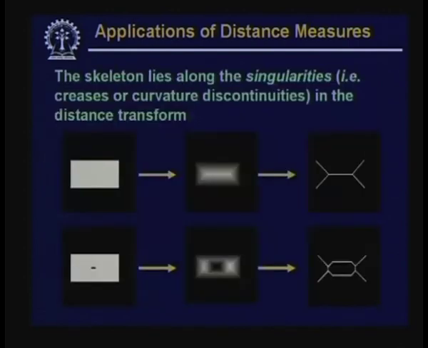As shown in the next slide, on the left hand side we have the original image, the middle column shows the distance transformed image, and the rightmost column shows the skeleton of this particular image. If you correlate the rightmost column with the middle column, you find that the skeleton can be easily obtained from the distance transform of the shape that we have considered.